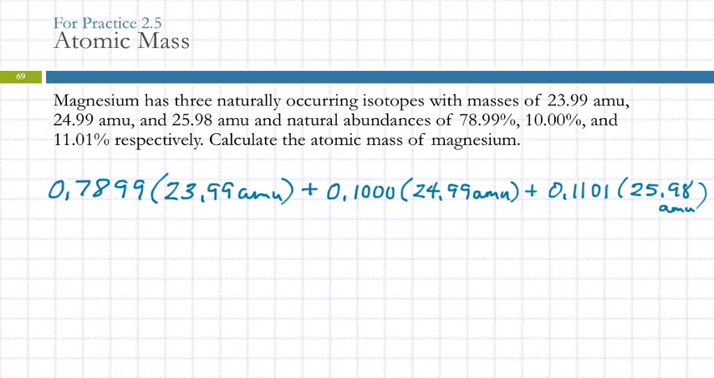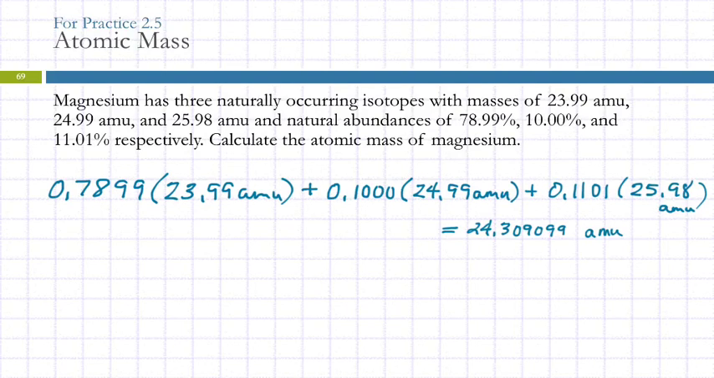Okay, so now we get our calculators out. 0.7899 times 23.99 plus 0.1 times 24.99 plus 0.1101 times 25.98. Calculator says 24.309099. The unit would be atomic mass units. Any questions?